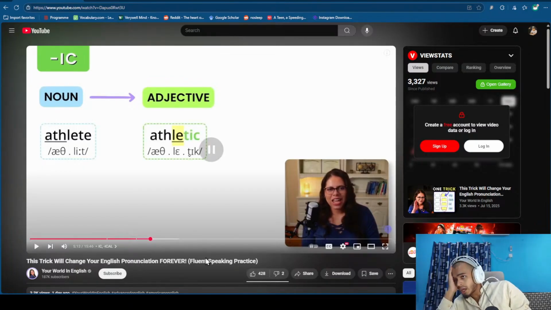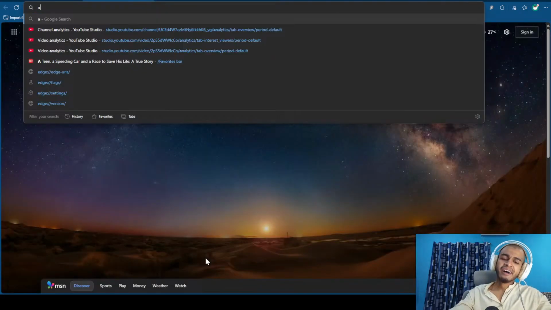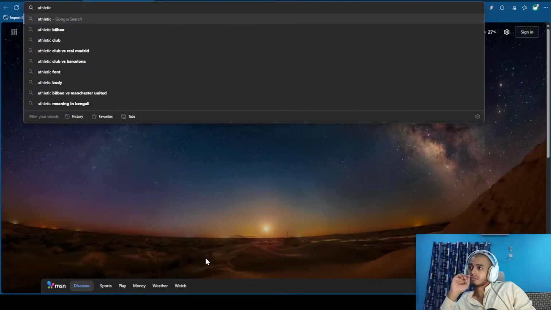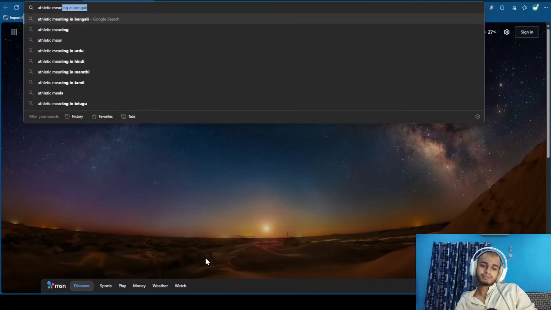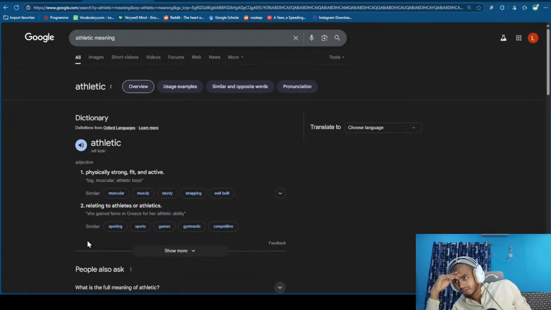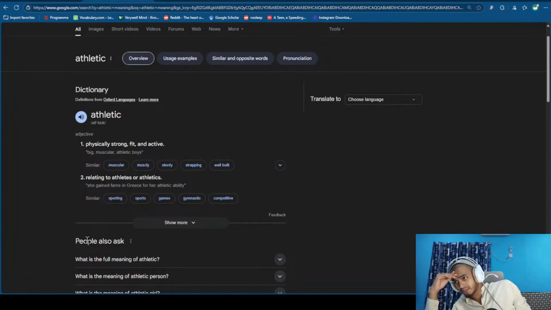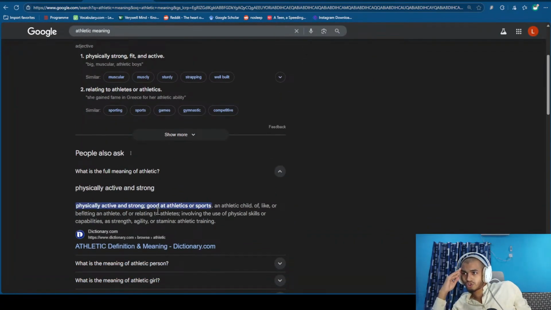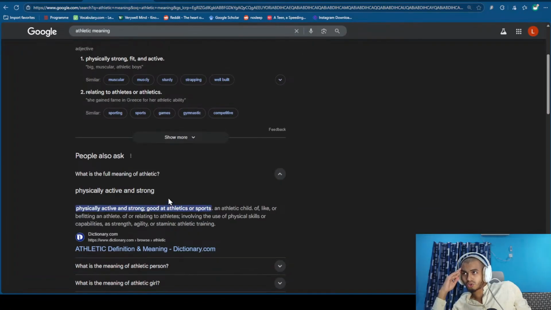Athletic. Athletic means what? Athletic, meaning physically strong, fit and active. Athletic, relating to athletes and athletics. She gained fame in Greece for her athletic ability. Physically active and strong, good at athletics or sports.